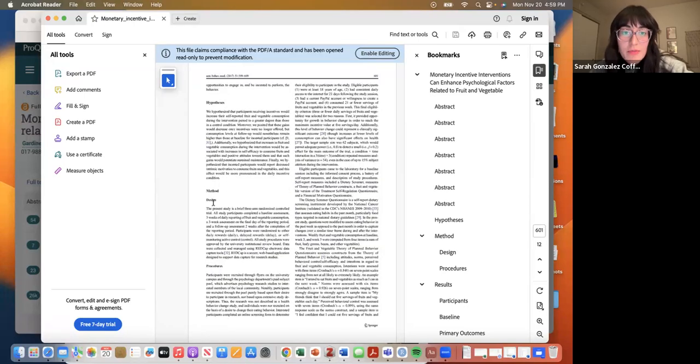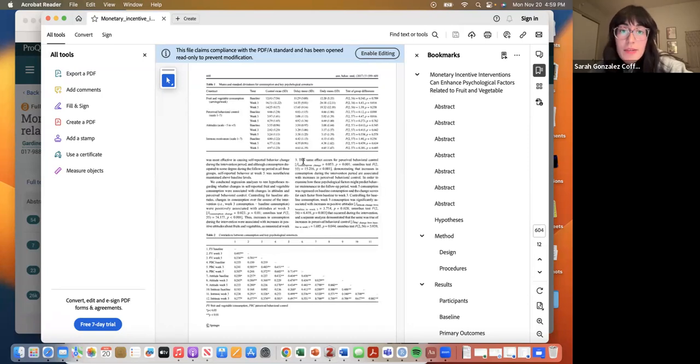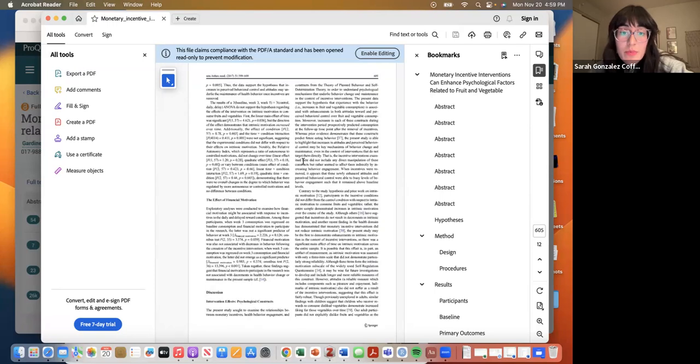You can see the methods where they clearly section off design and procedures. Up above, at the end of the introduction, you can see the hypotheses and what they expect. So if you want to jump right to that section, you totally can. In the results section, you can read about the participants, the baseline measures, the primary outcomes. You'll see a lot of stats reported there. Here are all the tables and things as well.